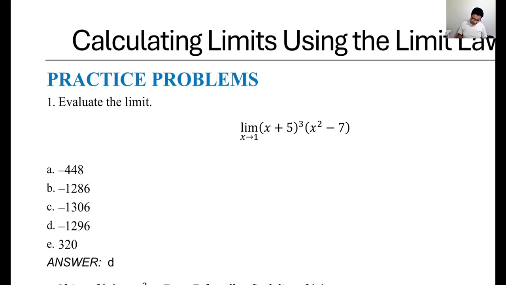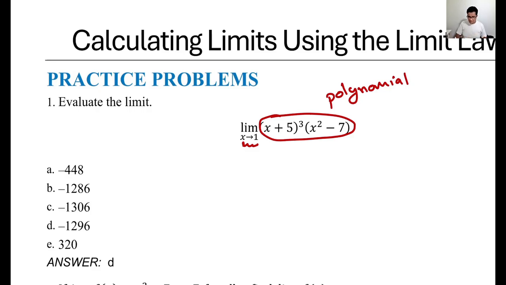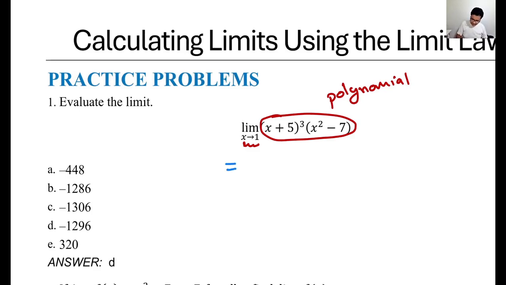The first problem here is evaluating the limit as x approaches 1 for the function (x plus 5) cubed times (x square minus 7). Now, I will be talking about the corresponding properties from the limit laws that you watched in the previous video, so you can recall as we do it. This is a polynomial. One of the laws was, if it is a polynomial or a rational function, as long as the point is in the domain, the value of the limit is the value of the function. For a polynomial, the domain is all real numbers. So in this case you would simply evaluate the function.